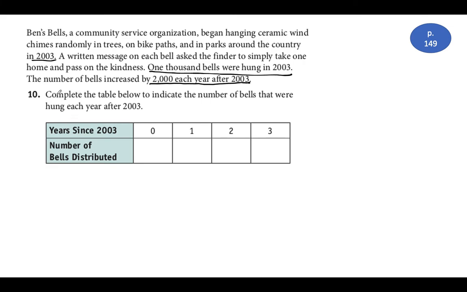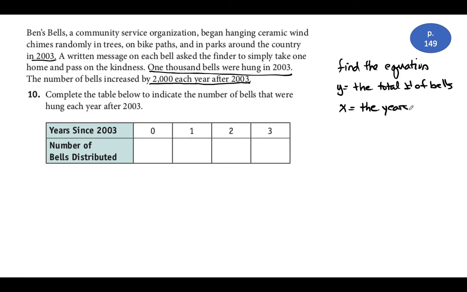So we're going to complete the table, but I also am going to find the equation that represents y, the total number of bells, in terms of x, the years after 2003, right? So here's my x, and here's the y. Just like when we were doing word problems, I want you to define your variables. When you got a word problem and you're writing an equation, please define what x and y are representing.